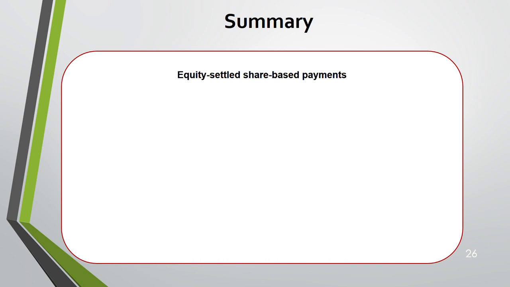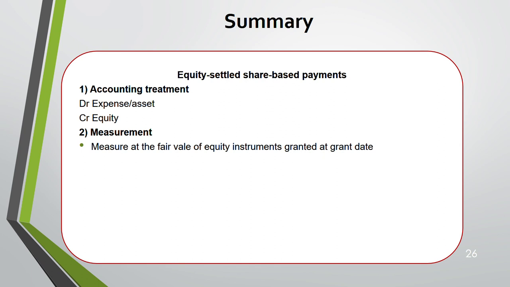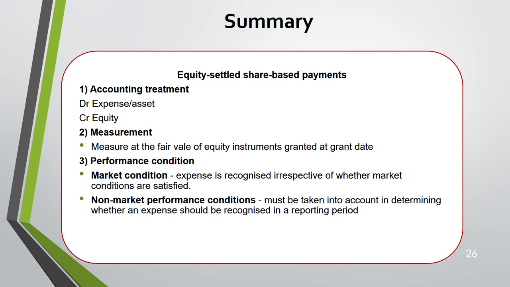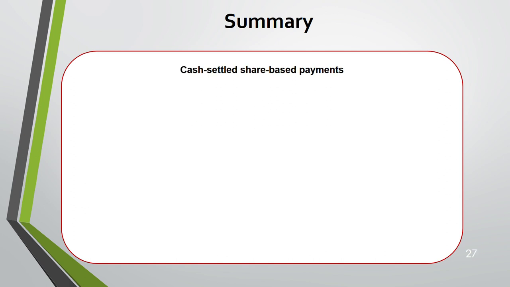So summary, we started with equity settled share-based payment, the accounting treatment: debit expense or asset, credit equity. Measurement: measure it at fair value at the grant date. Performance conditions: there are two, market and non-market. Market conditions, whether you satisfy them or not, you recognize the expense. Non-market, if you do not satisfy, you do not recognize the expense. Modifications, cancellations and settlements, we have gone through all these rules. You need to go through them over and over again.